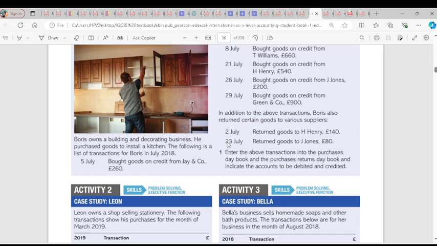I'm going to explain each one. So, purchases daybook. For 5th of July, look at it. You have your purchases journal or purchases daybook. It's going to have just the date, the supplier, and the amount. So 5th of July, J and Co., 260.